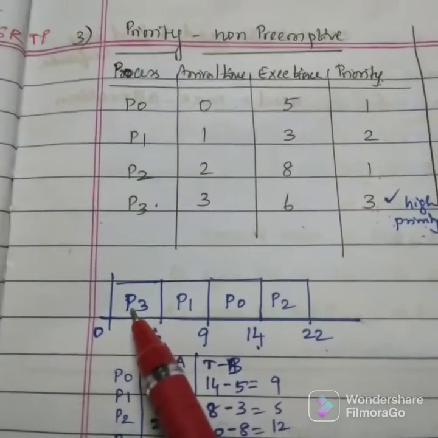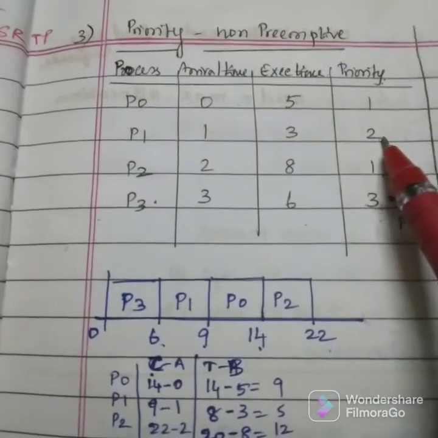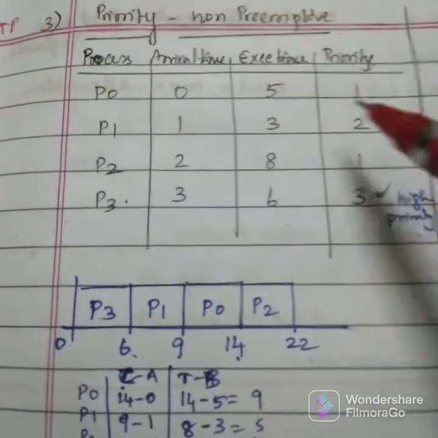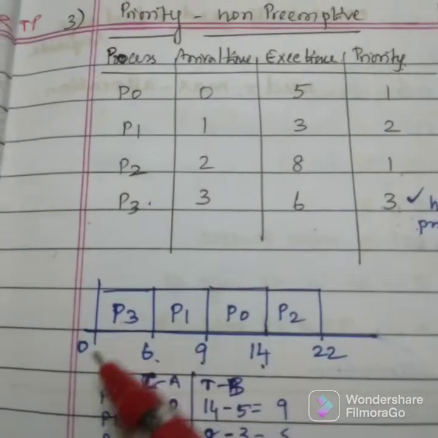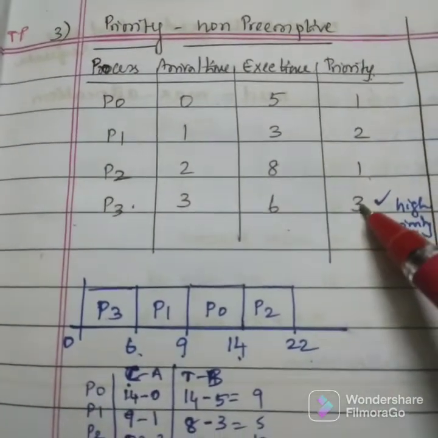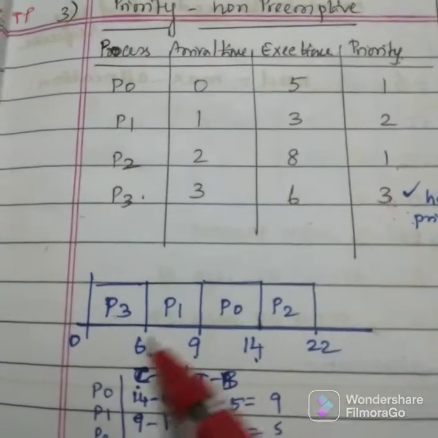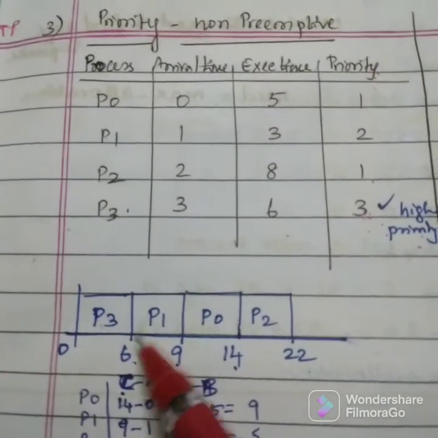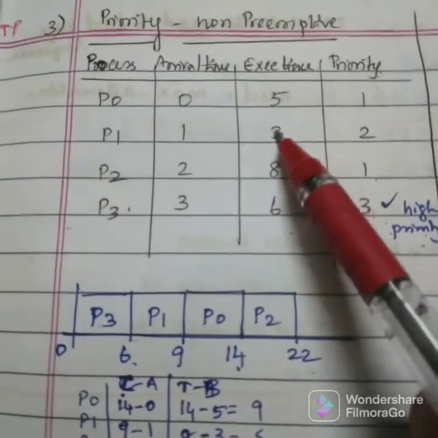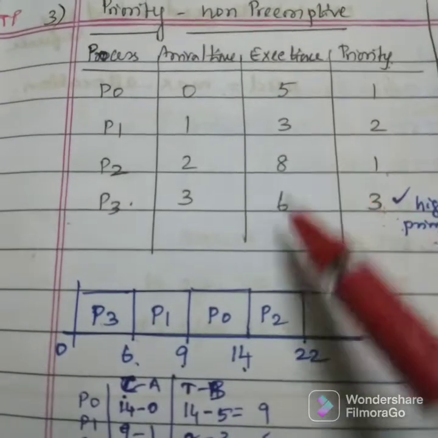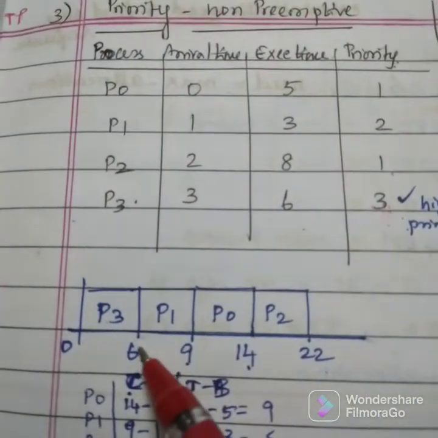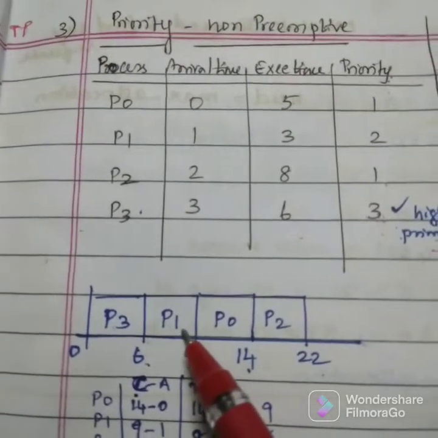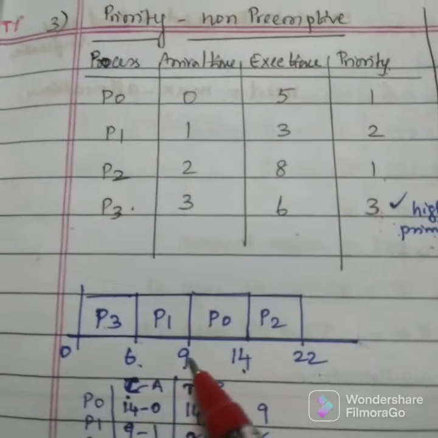P3, then the next higher priority is P1, then P0, then P2. So we will start from 0. Then see P3, its execution time is 6. So till 6 it will be occupying the resource. Then comes P1. It has 3 execution time. So 6 plus 3, 9. So from 6 till 9, these 3 units, P1 will be utilizing.